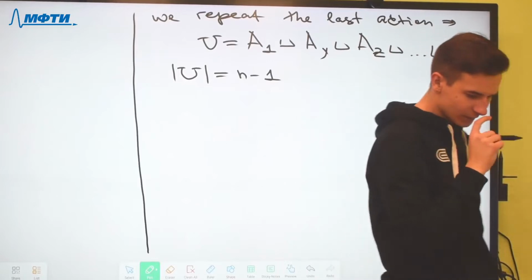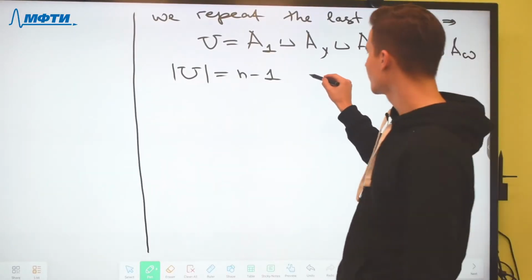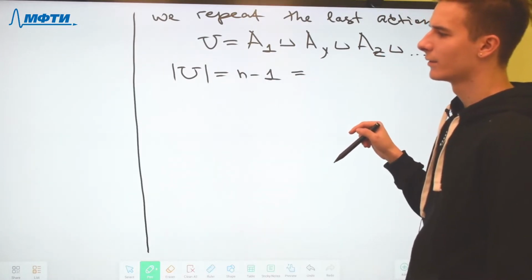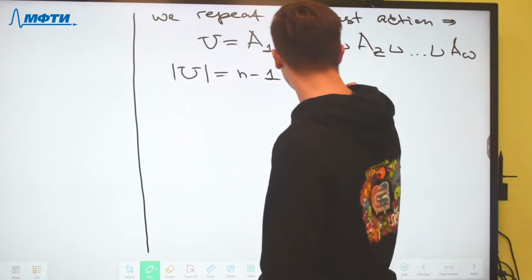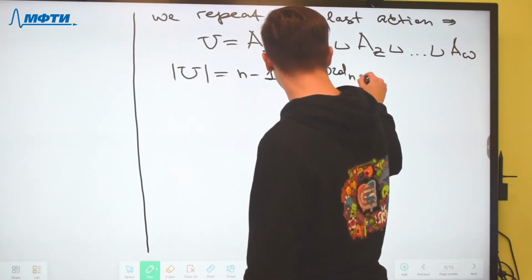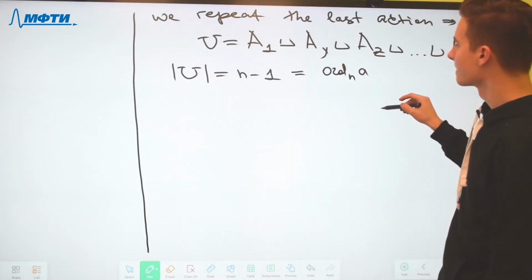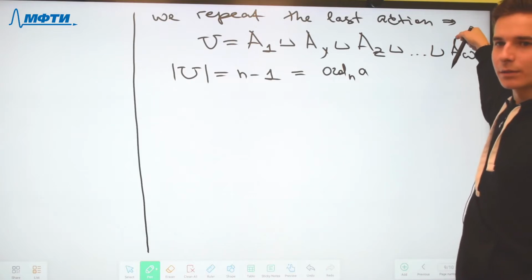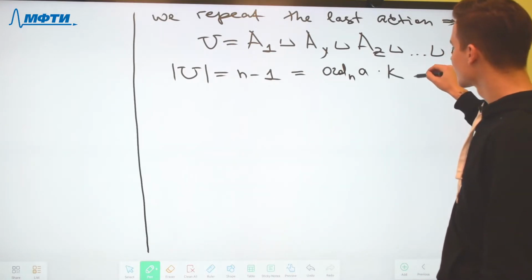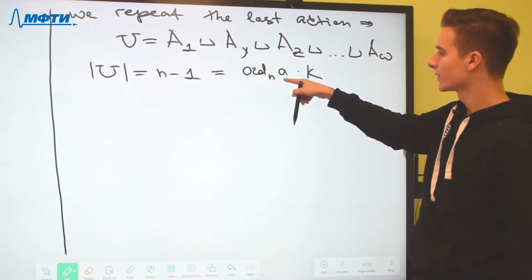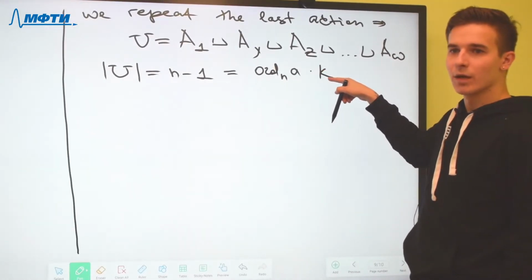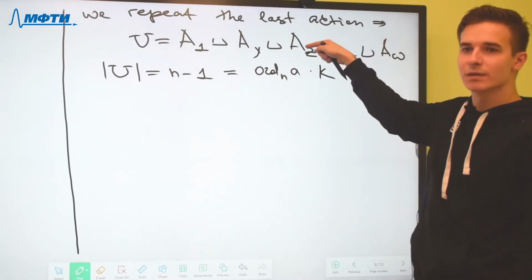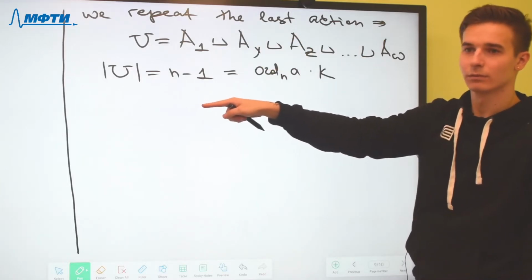the number of integers from 1 to n-1 is equal to n-1, and we know that in A1 we have ord n from A numbers, and if we have k subsets here, then we say that n-1 is equal to ord n from A multiplied by k, because the number of elements of these subsets is equal to A1. Yeah?